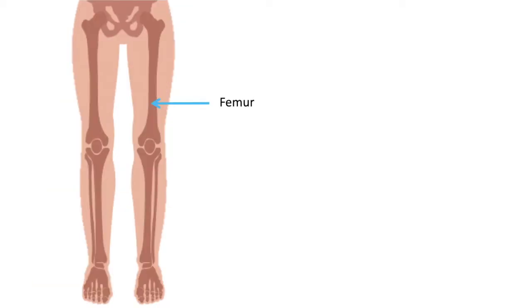Femur. This is the longest bone in the body. It supports the weight of the upper body and helps with movement. The kneecap is called the patella. This is where the femur meets the shin bone called tibia. It helps to protect the knee joint and connects the muscles to allow easy movement of the knee.